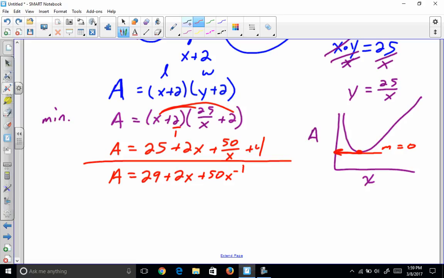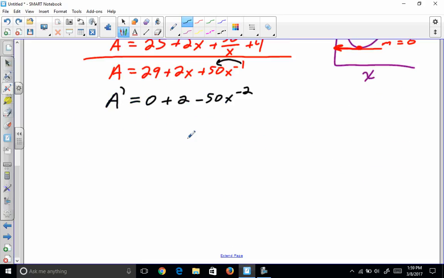So if we want to minimize that, if we want to find a minimum value, we need to get our critical points. So take our derivative. The derivative of a constant is 0. The derivative of that: bring down the minus 1, so 50 times minus 1, x to the 1 less power. So our derivative is 2 minus 50 over x squared.